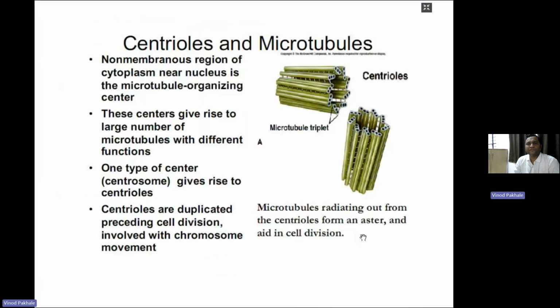Next part is the centrioles and microtubules. So these are tube-like structures. If you refer to this diagram, these are simple tubes you are able to see. Okay, this is a microtubule triplet. Three tubes are connected together. So this is a microtubule structure.